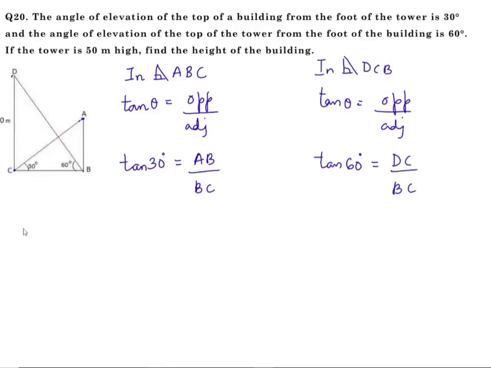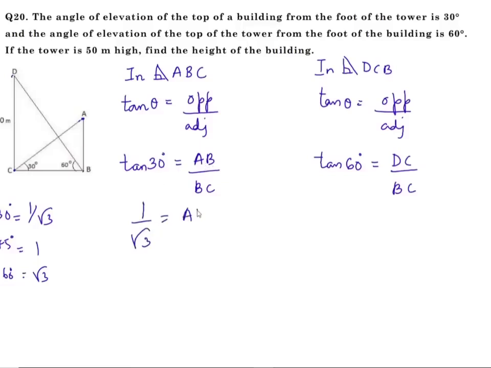Now what is the tan 30 value? Tan 30, tan 45 and tan 60 are the most often used standard angles of the tan ratio. Tan 30 is 1 by root 3, tan 45 is 1, tan 60 is root 3. Close your eyes and repeat. Tan 30 is 1 by root 3, tan 45 is 1, tan 60 is root 3. Now tan 30 value is 1 by root 3.